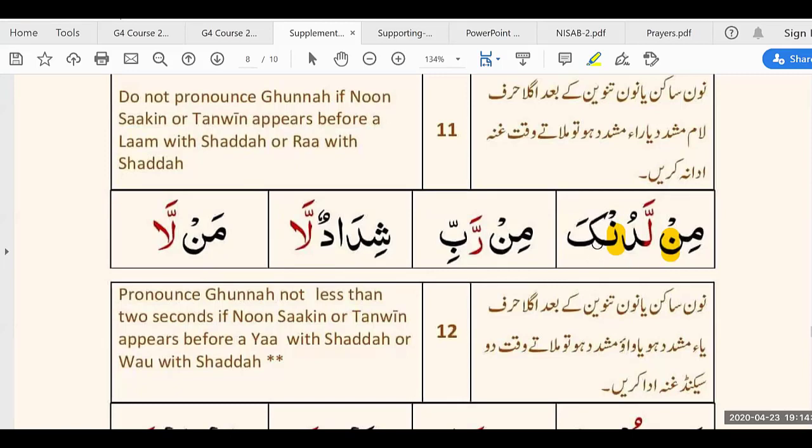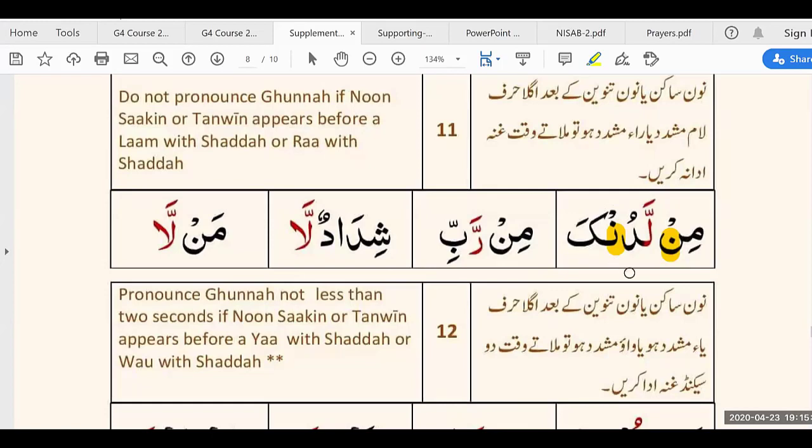Noon sakin is followed by the letter kaf. So, okay. Do you know the letters of izhar? Seven letters? Yeah. Okay. Can you please tell everyone? Yeah, there are alif, hamza, ha, ain, ghain, ha, kha. Yes, that's right. And this is not one of the 7 letters. And it's not ba either.